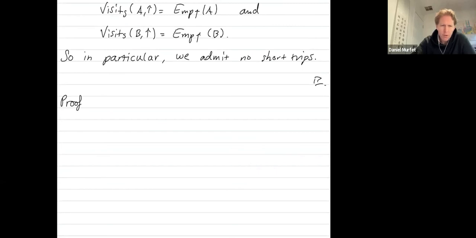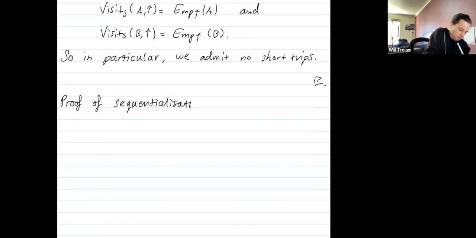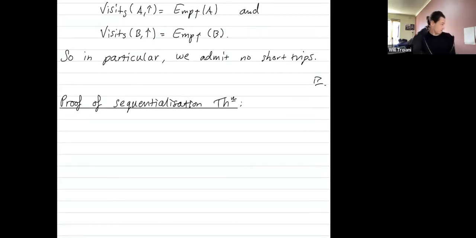So the actual sequentialization theorem is straightforward now? Oh, super easy. Yeah, I mean, I basically already sketched it. Oh, this is the proof of the hard part of the sequentialization theorem, by the way. The fact that proof nets satisfy the long trip condition. I'll comment on that later. Okay. So first assume pi is cut free.